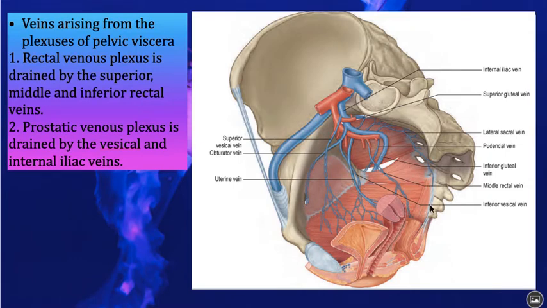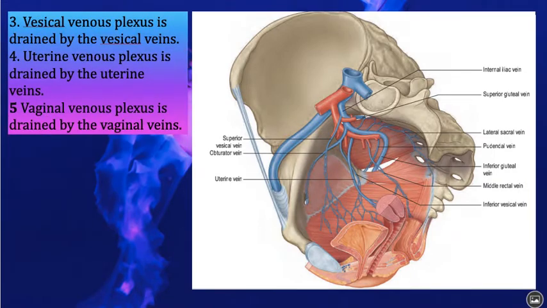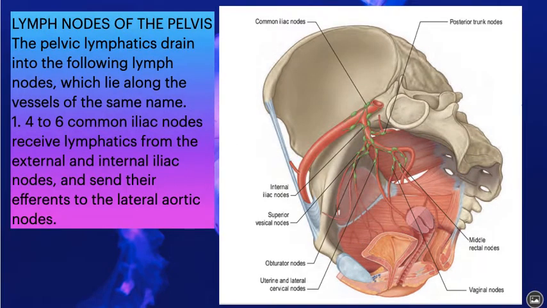There's a rectal venous plexus drained by the superior, middle, and inferior rectal veins. Then we have the prostatic venous plexus drained by the vesical and the internal iliac veins. Right, the vesical plexus is drained by the vesical veins. We have the uterine venous plexus drained by the uterine veins, and the vaginal venous plexus drained by the vaginal veins. Coming to the lymph nodes of the pelvis.